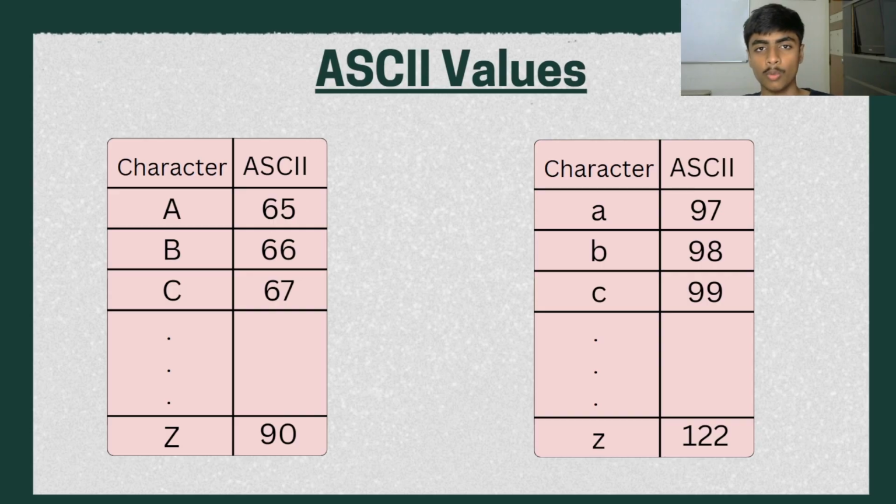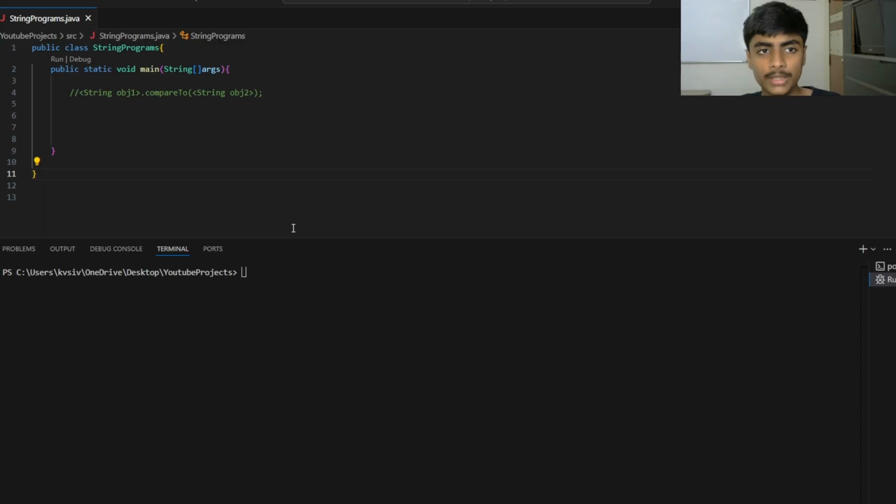Now that we understood what ASCII values are, we'll try to understand what the compareTo method actually does and how it works. Now the compareTo method has the same syntax as any other Java method. As the name states, it's just going to compare two different string objects. So over here, we're going to have our first string object and then we're going to use the dot operator to call the compareTo method, and in the brackets, we're going to add our second string object as the parameter for the compareTo method.